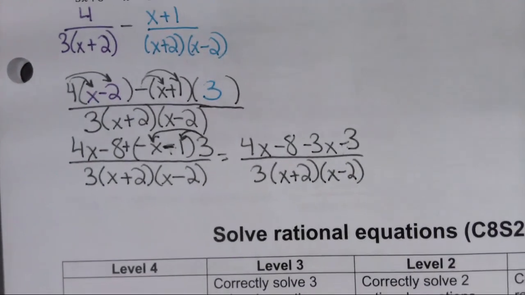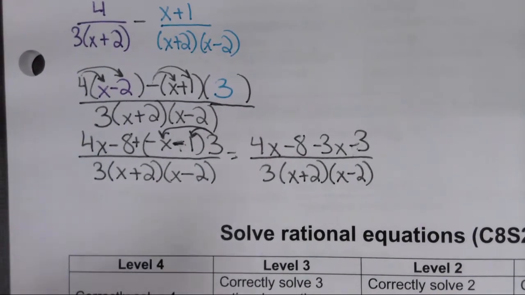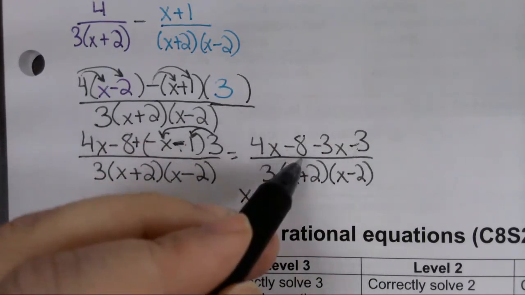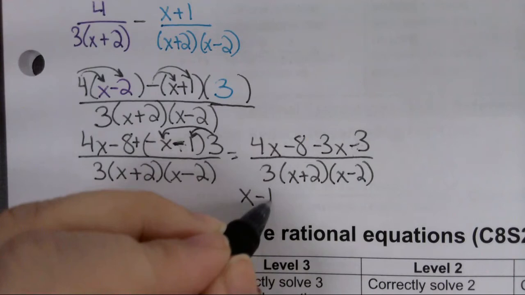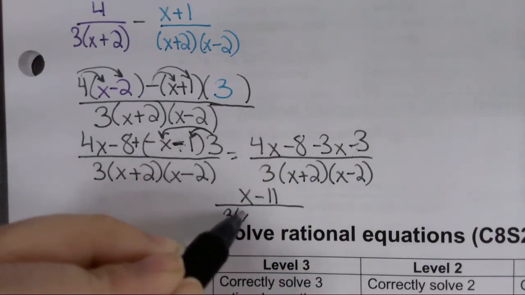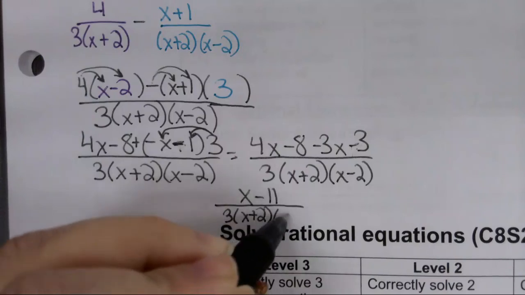So we're going to simplify. 4x minus 3x is just x. Negative 8 minus 3 is negative 11. All over 3, x plus 2, x minus 2.